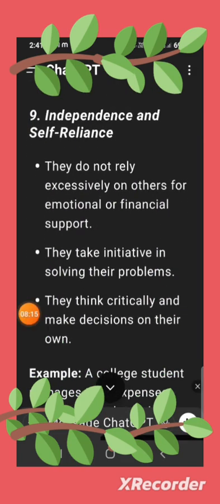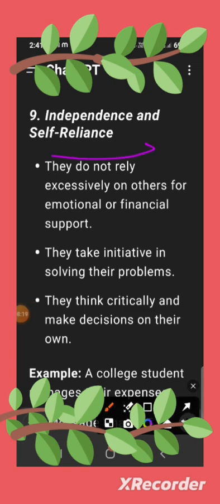Independence and self-reliance. They do not rely excessively on others for emotional or financial support. They take initiative in solving their problems. They think critically and make decisions on their own. Example: a college student manages their expenses and studies independently rather than depending entirely on their parents.